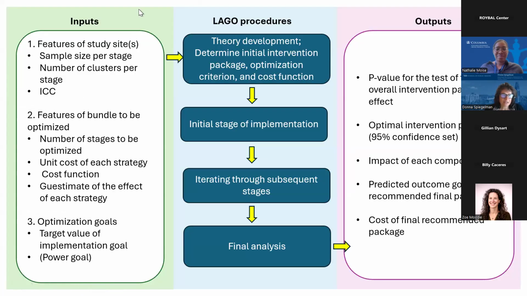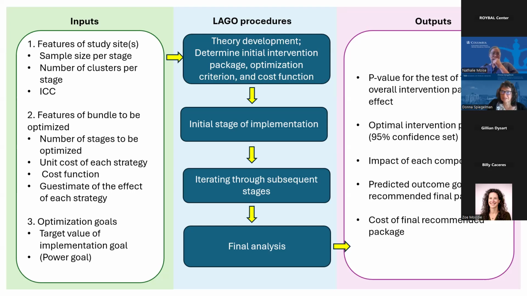So to run a LAGO study, we have inputs, and then certain things happen, and then we have outputs. In order to know how many stages, what sample size, how many clusters, and so forth, we need to know the sample size per stage. We need to know the number of clusters per stage. And all of this is written from the point of view that these are cluster randomized trials, because most of our interventions in implementation science usually involve things that are done at a facility level or a provider level or a village level and so forth.